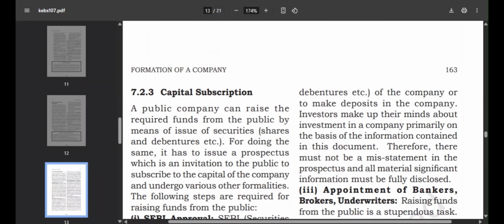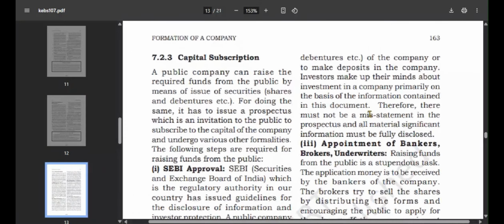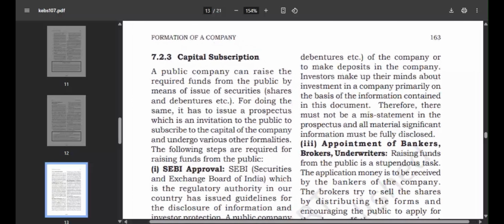Next, a very important stage of formation of a company is capital subscription. This usually comes as a 6 marker in the exam. Very, very, very important. As I already told you at the start of this class, capital subscription is done by a public company only. Under this you have mainly six steps to raise funds from the public.